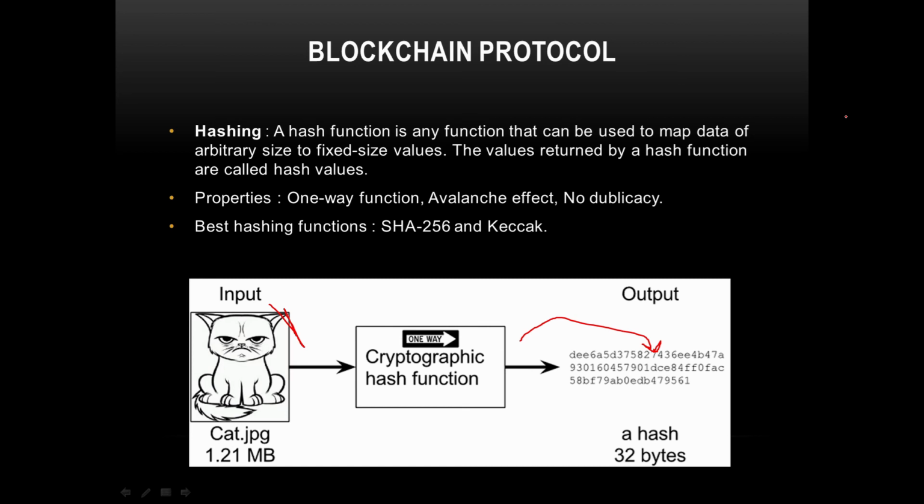In this image you can see that there is an input cat.jpg, which contains a cat's picture, which is first made into binary code, then put into the cryptographic hash function, and then it gives out the output as a hash of 32 bytes or 256 bits.